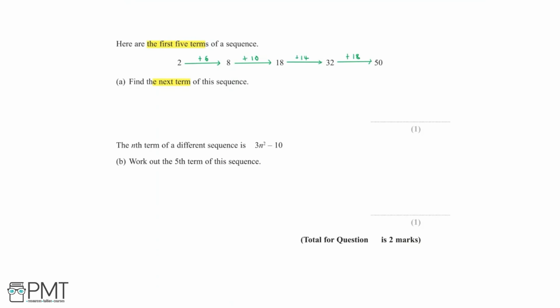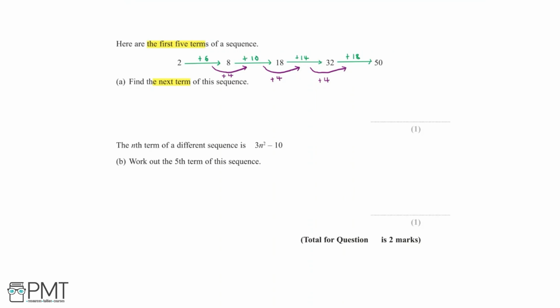Well, now to get from 6 to 10, we add 4. And to get from 10 to 14, we add 4 again. And to get from 14 to 18, we add 4 again. So to get from the first term to the second term, we added by 6. Then to get from the second to the third, we added by 10. To get from the third to the fourth term, we added by 14.